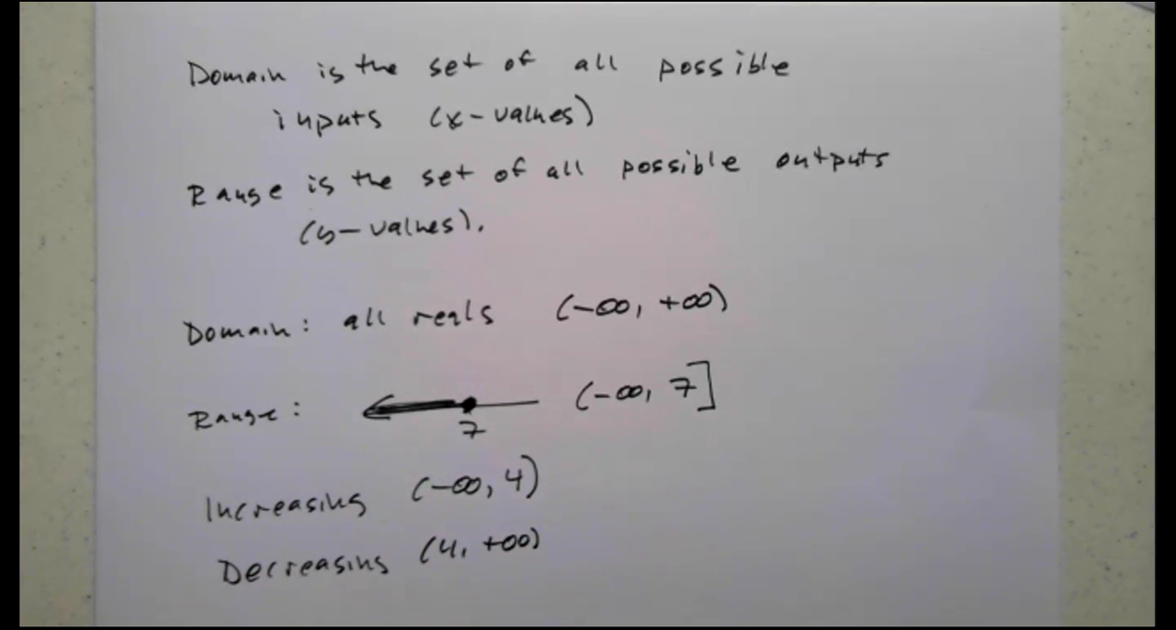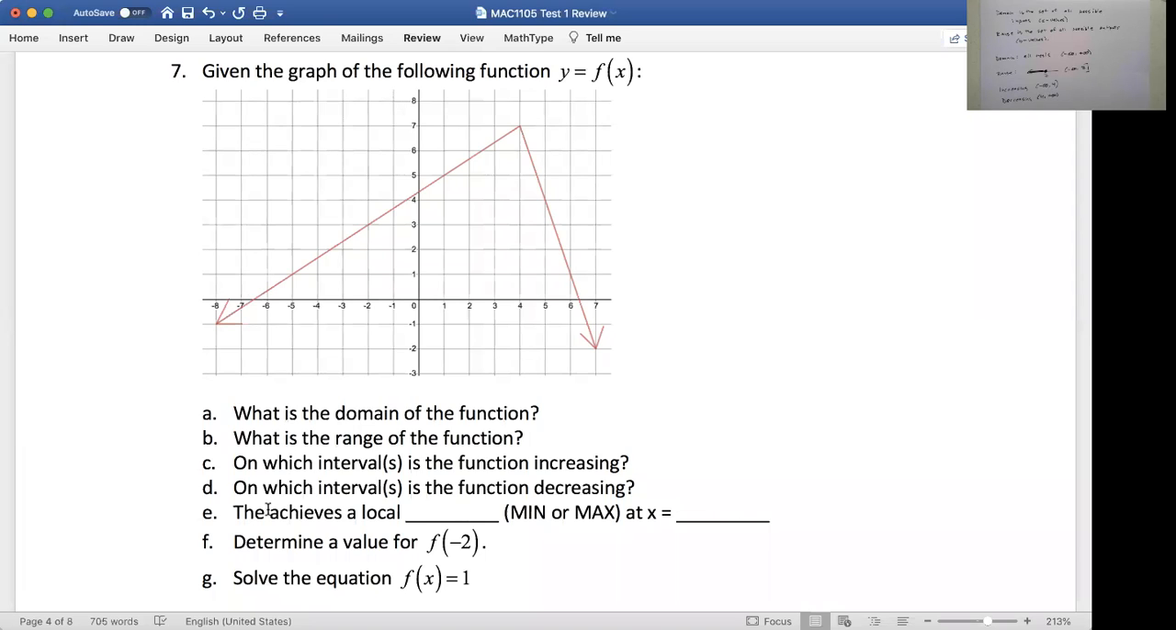And what does it say next? The function achieves a local what? The function achieves a local max at x equals 4. So that's the highest value. In the neighborhood, that's the largest value. So it's a local or possibly relative. There's another name, relative maximum.